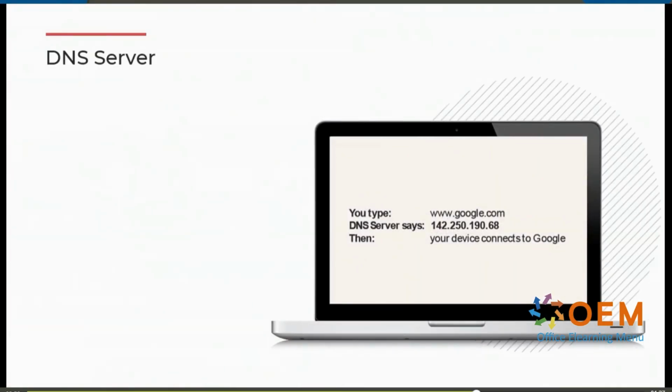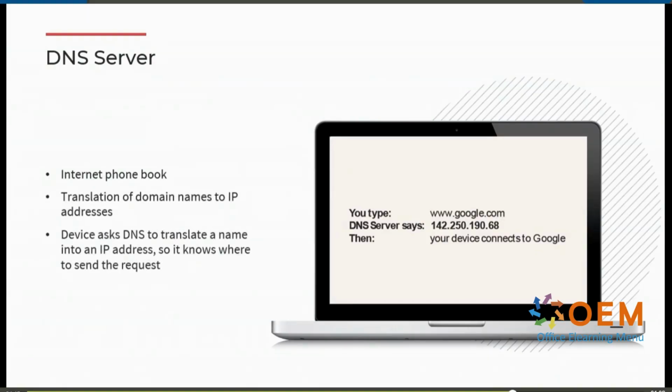Now that we know the default gateway helps devices leave the local network, the next step is finding where to go. That's where the DNS server comes in. DNS, domain name system, servers work like the internet's phone book. When you type a website like www.google.com, your device asks the DNS server to translate it into an IP address so it knows where to send the request. Without a DNS server, you'd need to remember long numbers for every website. DNS makes the internet easy to use by handling that for you.